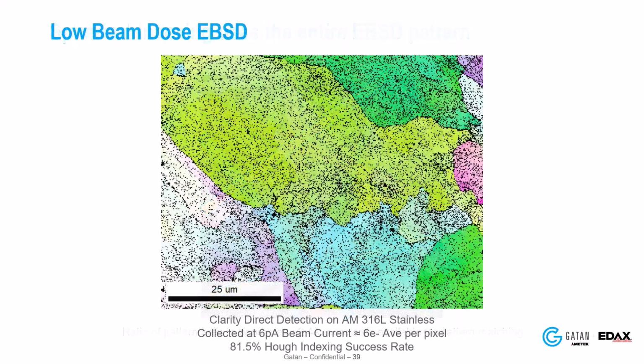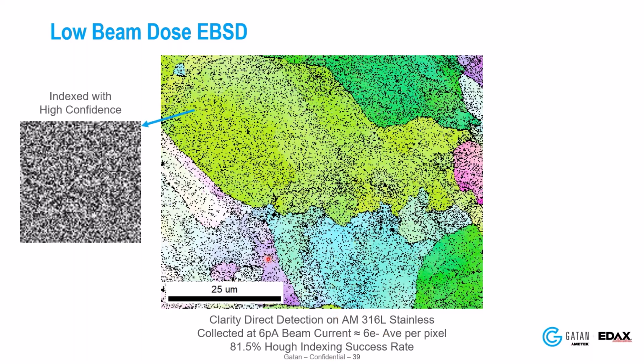So what that means for us is we can essentially go to even lower beam doses than we could with the Hough transform. This is again an example with our Clarity Direct detector. We use this because we can count the number of electrons per pixel. So this is a map collected at 6 picoamps, and within each pixel we have 6 electrons per pixel on average. Now our signal on the EBSD pattern is non-uniform. As you get closer to the center, there's more. As you get to the edges, there's fewer electrons, but this is just 6 on average.